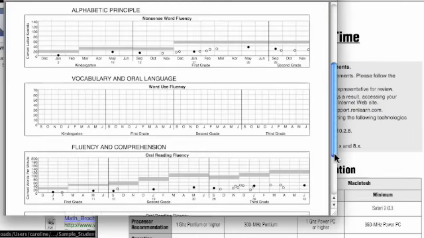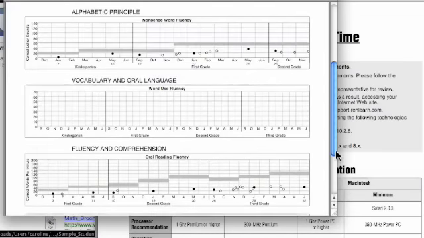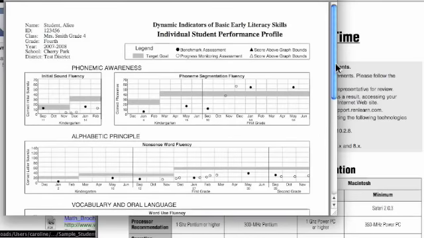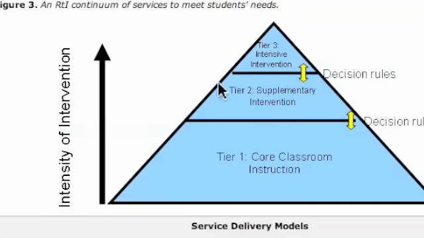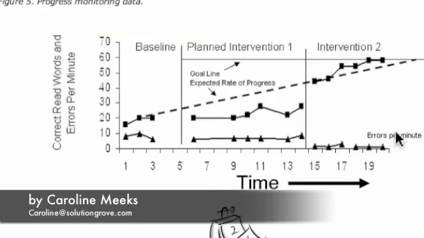But the concept from an engineering point of view is pretty straightforward. Short tests that don't take a lot of instructional time, done frequently. Identify the students that need more intensive intervention and try different things so you can see what works.